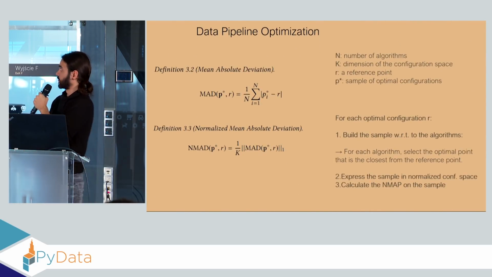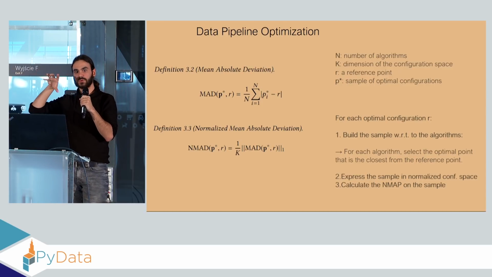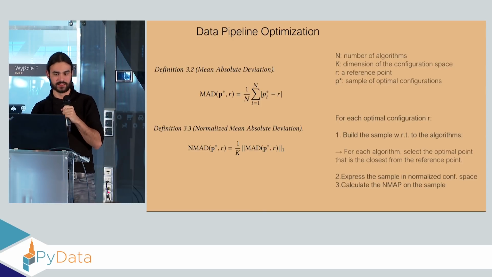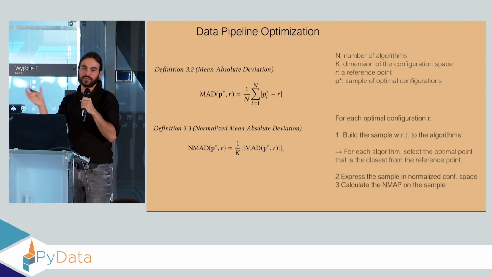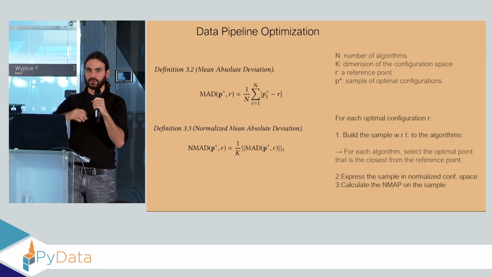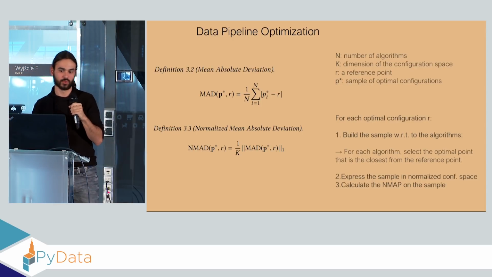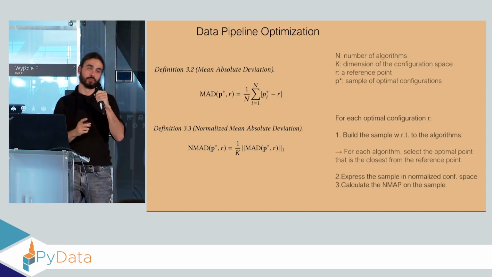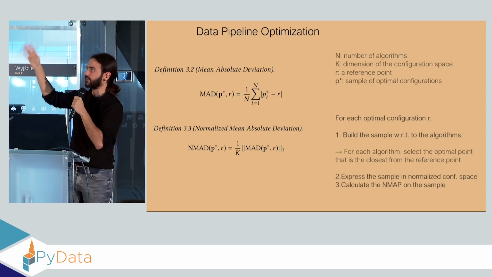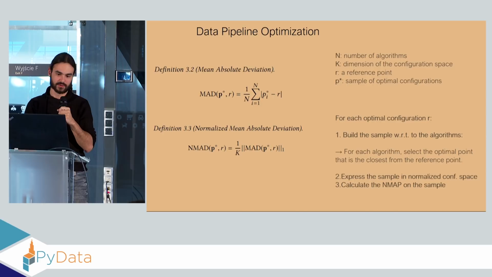So for this, I created one procedure that is based on the mean absolute deviation, which measures for a reference point how much the points around it in a given sample are far from it. If you normalize it by the number of dimensions in your configuration space, you can actually compare between different configuration spaces in a, let's say, not unfair way. So for each optimal configuration that you obtain on your plenty of algorithms, you will build a sample such that you will take one optimal point by algorithm that is the closest from your reference point. You will express everything in a normalized configuration space. Normalized because, as you've seen, I have one axis that is from 1 to 5 and the other from 10 to 10,000, so I still want to account for the first axis. And then I will calculate this NMAD indicator.